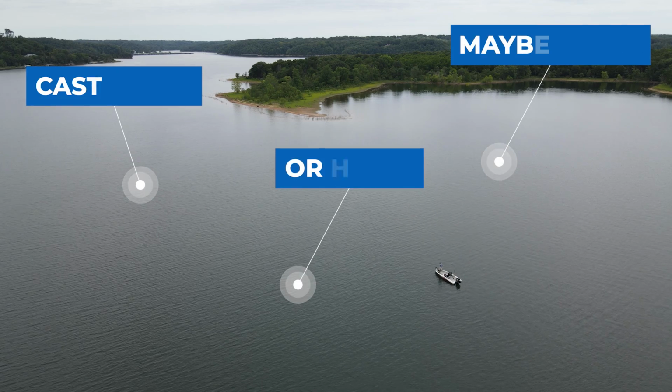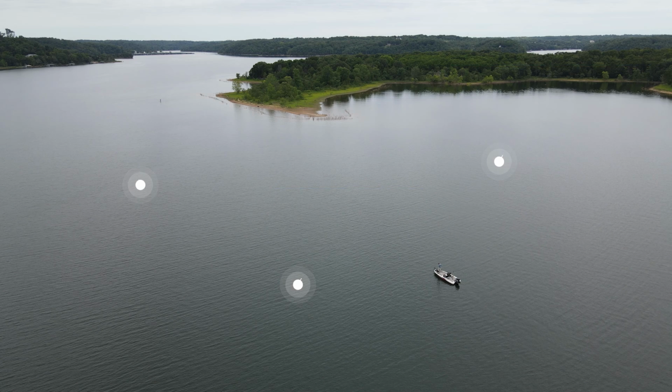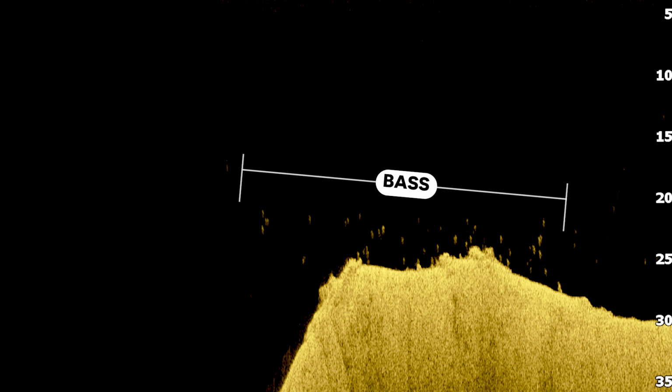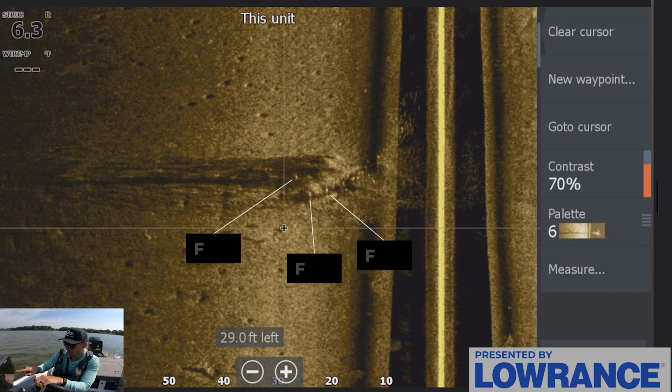It's really easy to waste a lot of time when fishing offshore for bass, which can be really frustrating. That's why I always try to identify bass on my traditional sonar, like downscan, side scan, and 2D sonar, before I make a cast offshore.